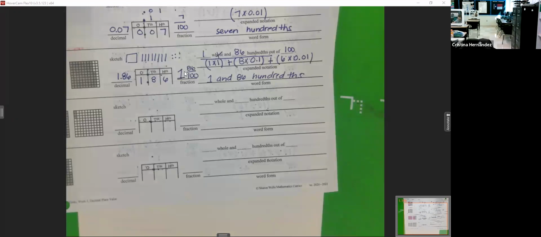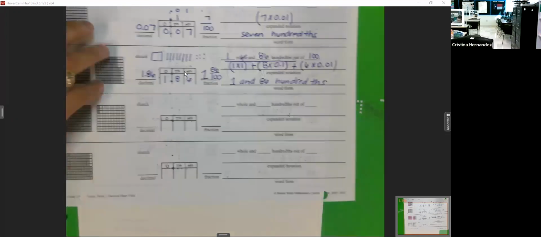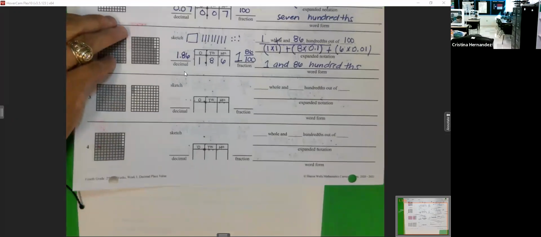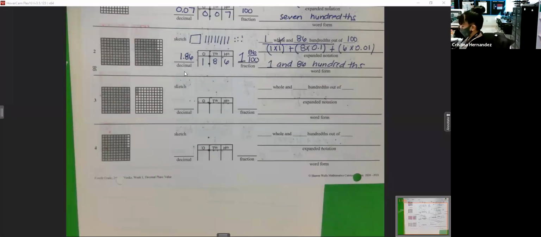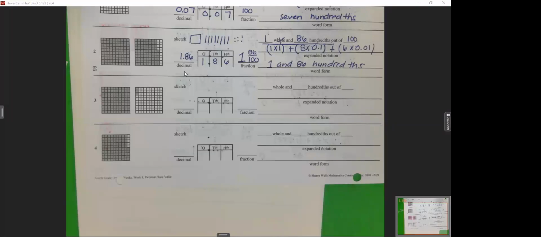Have y'all finished number 3 yet, or you need a minute to try it? Give y'all some time to work on number 3. Work on number 3, y'all that are at home, which y'all probably can't see my paper. Oh, you can.